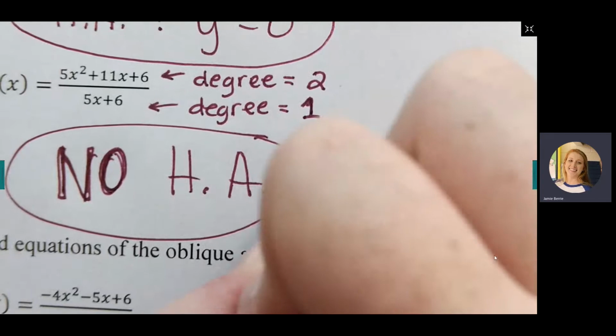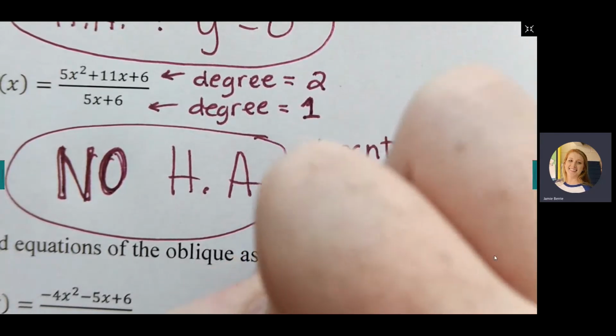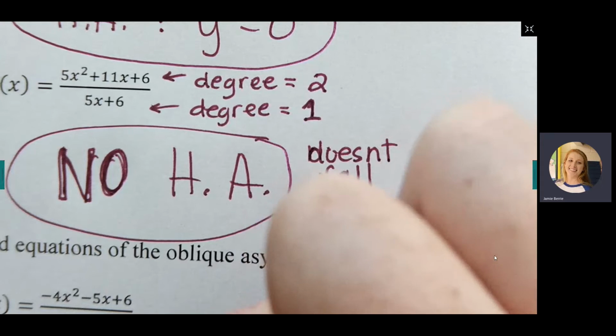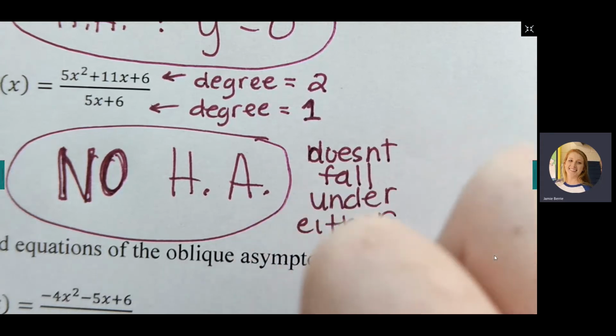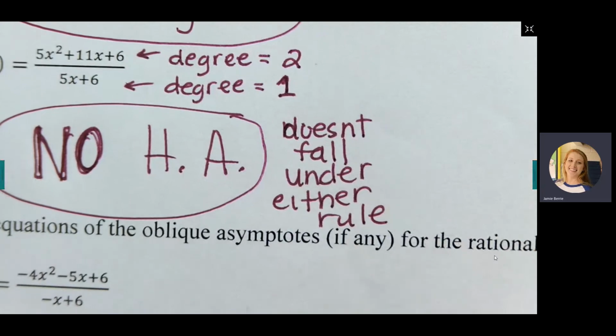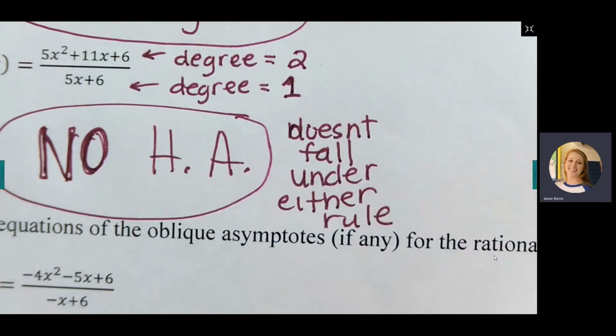So we'll just say it doesn't fall under either category or either rule, for rules number 1 and 2. All right, flip back over to the front. Let's talk about oblique asymptotes, and then we will be done.